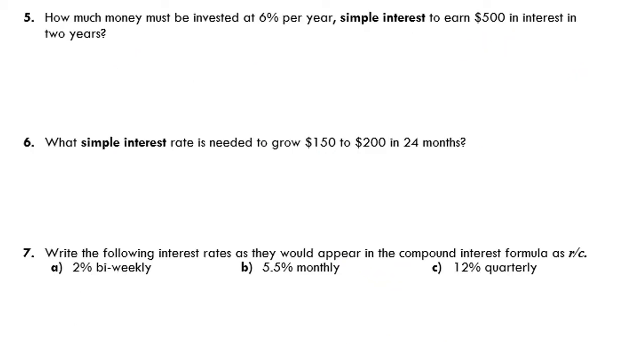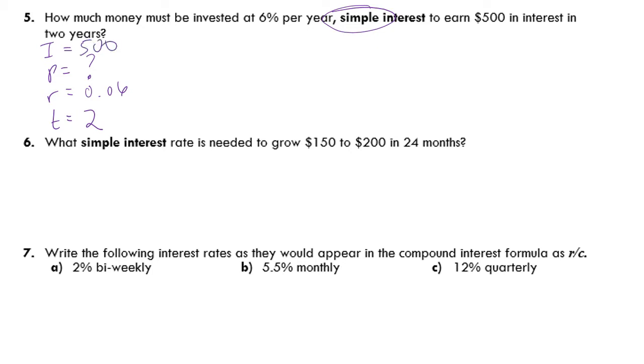Our next one, how much money must be invested at 6% per year, simple interest, to earn $500 in interest in 2 years? Simple means we're using this. How much money must be invested? That's like asking you how much do you have to invest today. So you're looking for that. And 6% per year, 0.06 times is 2 years. And then it tells you in the question, it says you earned $500 in interest. So I is 500.